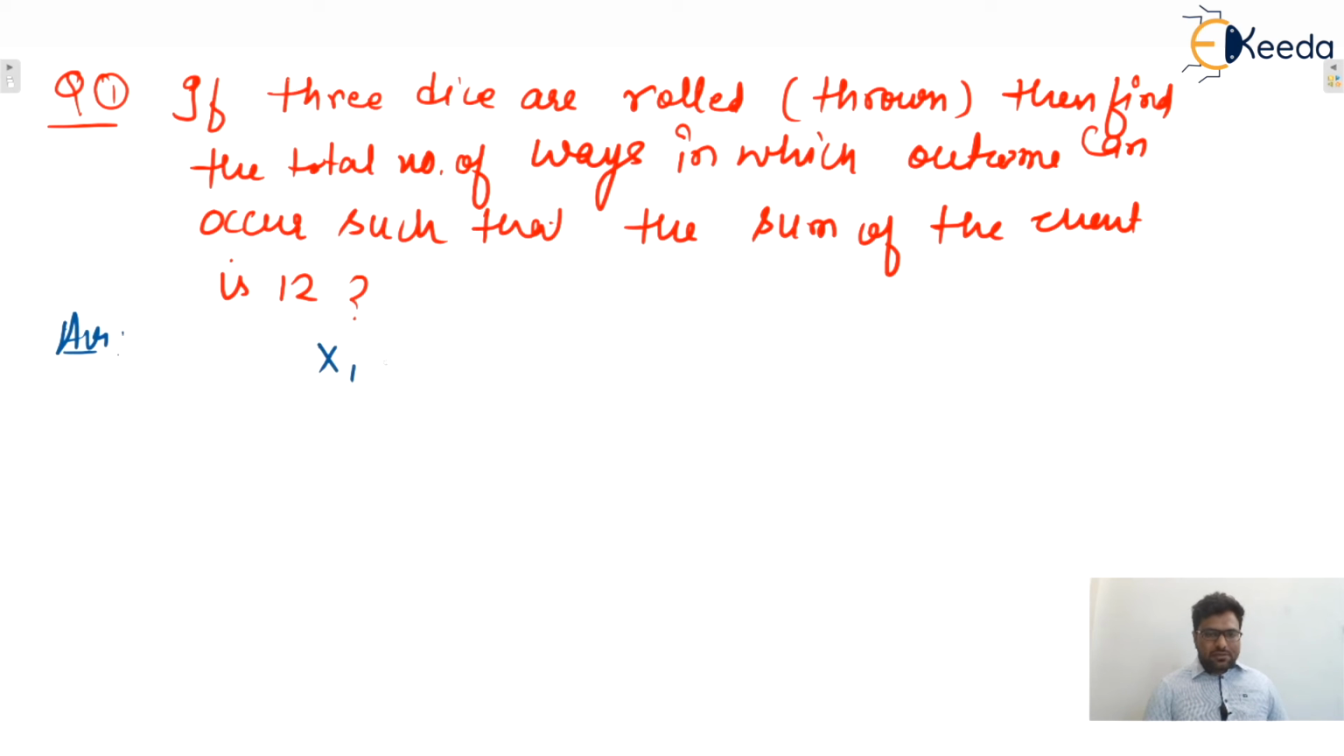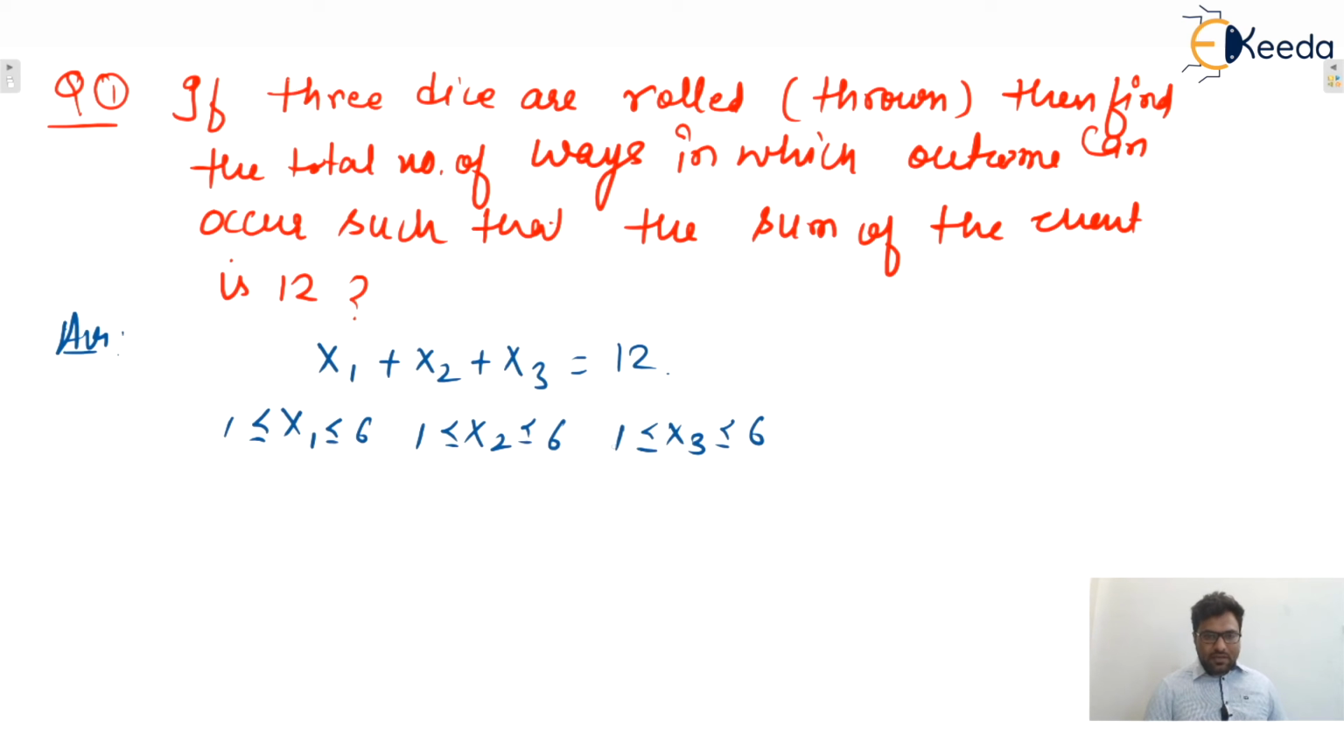Now you only tell me, three dice are rolled. So x1 plus x2 plus x3 must equal 12. Now x1 lies between 1 to 6. This problem we left out at that particular point, and I told you that we'll solve it using generating functions. Now try to convert this into a polynomial. Remember, while converting into a polynomial, everywhere take the same variable. So I'm taking x.